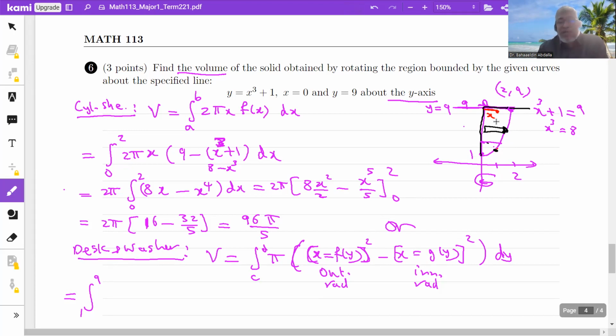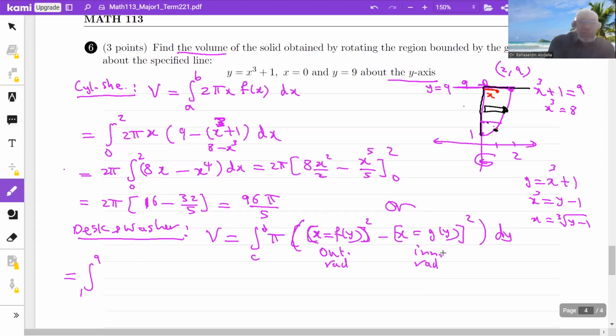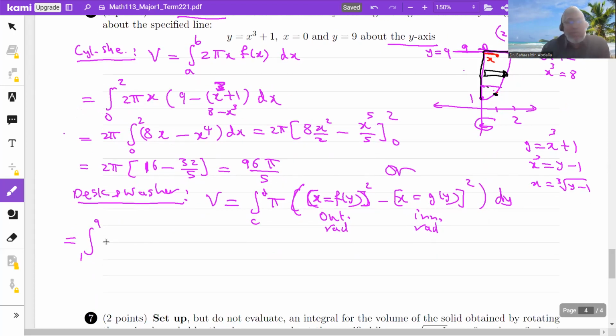So I need to write this curve, which is y equals x cubed plus 1. I just need to solve it for x. So x cubed would be y minus 1, and x would be the cube root of y minus 1. So the volume would be the integral from 1 to 9 of pi times the cube root of y minus 1, to the power 2, dy. Because the inner radius is 0 here, it's a disk. Evaluating this integral, you should get the same answer.